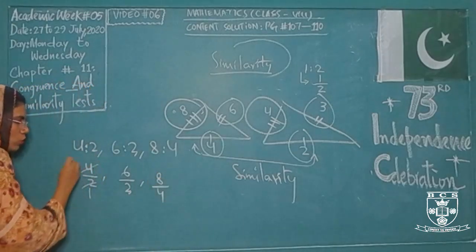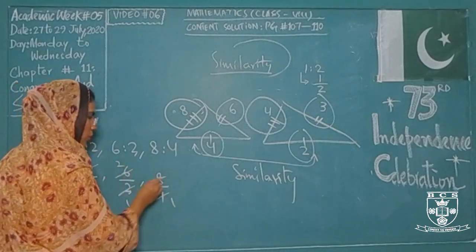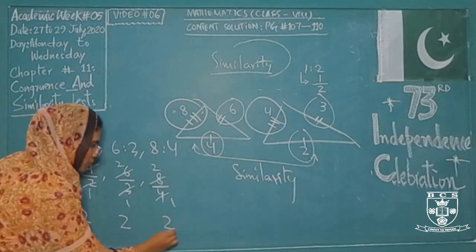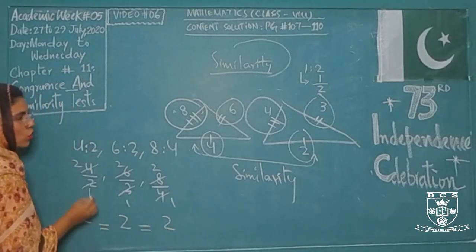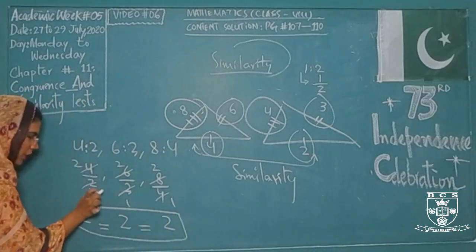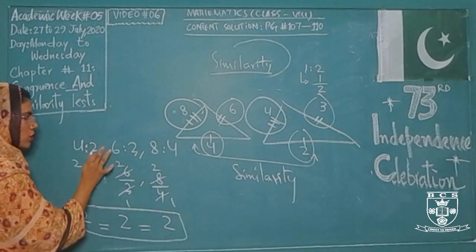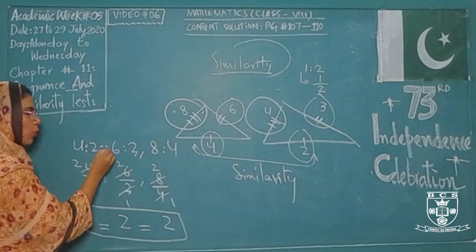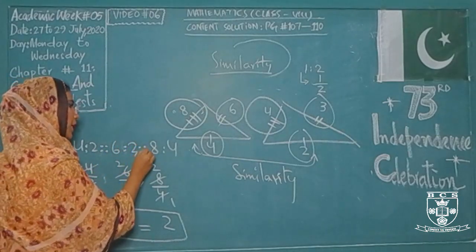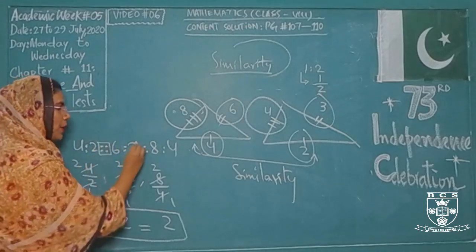Now 2 1s are 2, 2 2s are 4, 3 1s are 3, and 3 2s are 6, 4 1s are 4, and 4 2s are 8. Now 2, 2, 2. These three 2s are equal. So it means that these three different sides according to their corresponding ratios are equal, and when they were ratios, they were proportional to each other. When these were in ratio form, in proportional form, their equality we represented with proportion here.